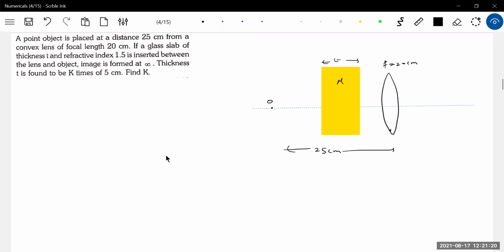How is it possible? I think the shift should be such that the image formed by the slab, if it is at I1, what is I1? This I1 should be at 20 centimeter, the first focus. If the object is at first focus, where will the image be? At infinity. So how much shift should the slab produce? It should produce a shift equal to 5 centimeter.